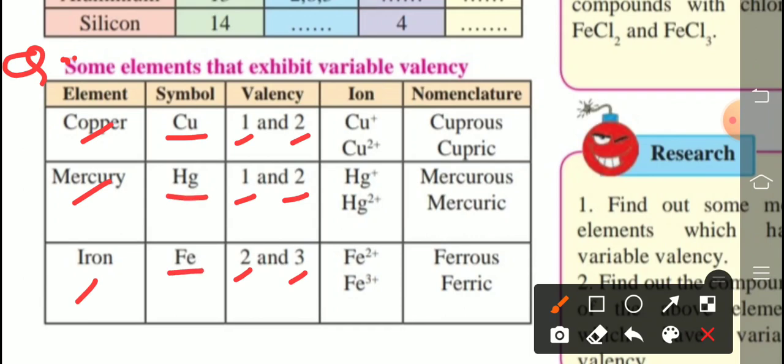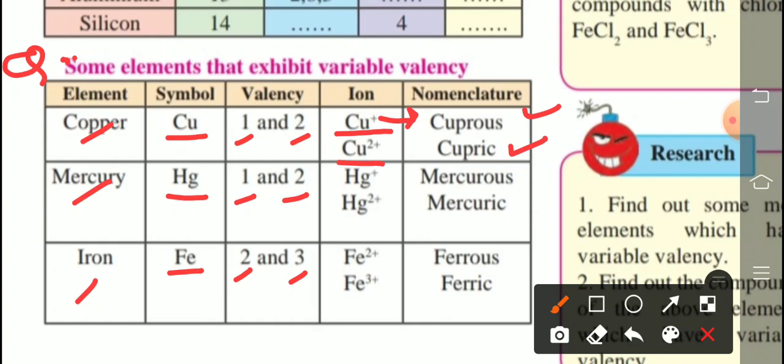If copper shows the valency 1, it means one positive charge is formed, and the name of that is cuprous. And the valency of copper is 2, that is greater than the previous valency. So copper forms Cu2+ ions. All are metals, and metals always form positive ions. So what is the name of this ion, Cu2+? That is cupric. Clear?